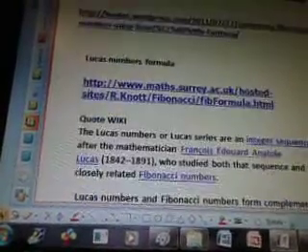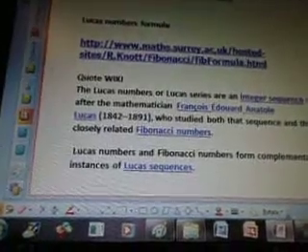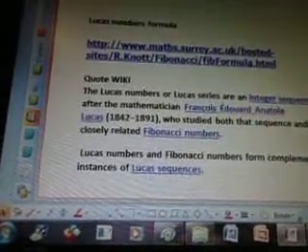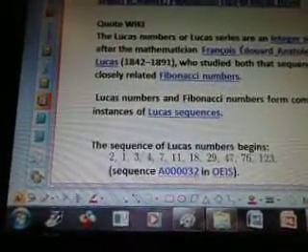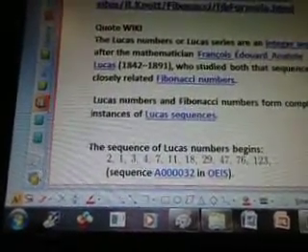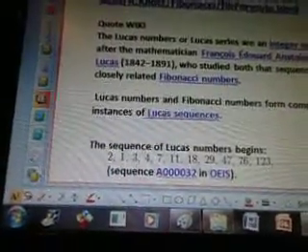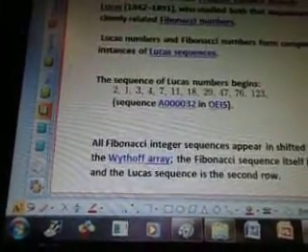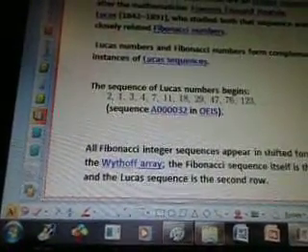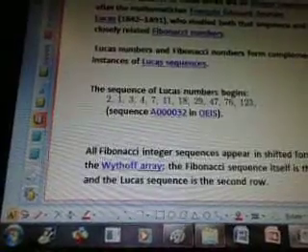Next comes the Lucas numbers formula, and that's from maths.surrey.ac.uk. Quote from Wiki: the Lucas numbers or Lucas series are an integer sequence named after the mathematician François-Édouard Anatole Lucas, from 1842 to 1891, who studied both the sequence and the closely related Fibonacci numbers. Lucas numbers and Fibonacci numbers form complementary instances of Lucas sequences. The sequence of Lucas numbers begins as 2, 1, 3, 4, 7, 11, 18, 29, 47, 76, 123.